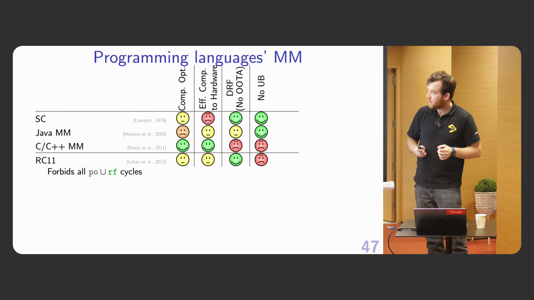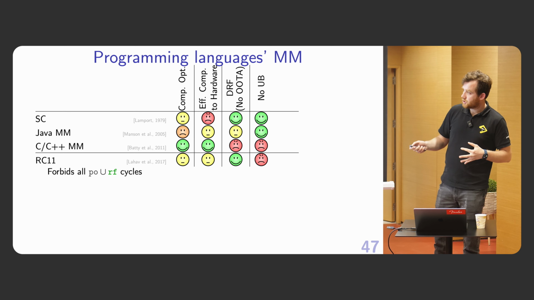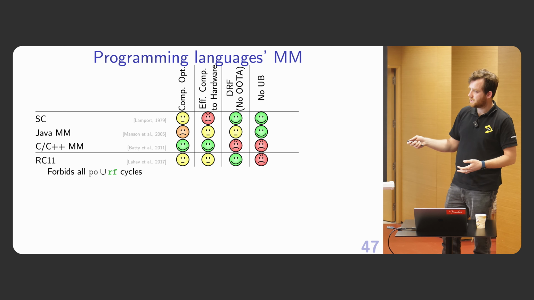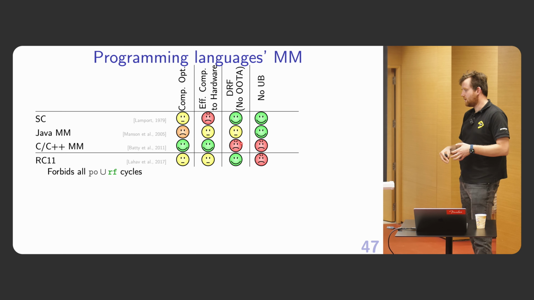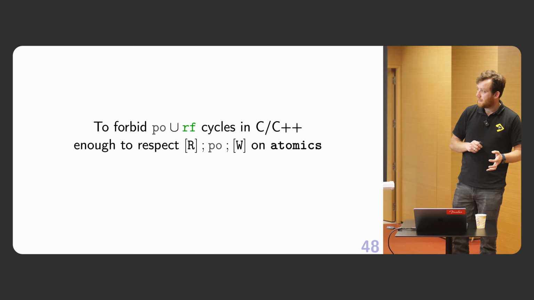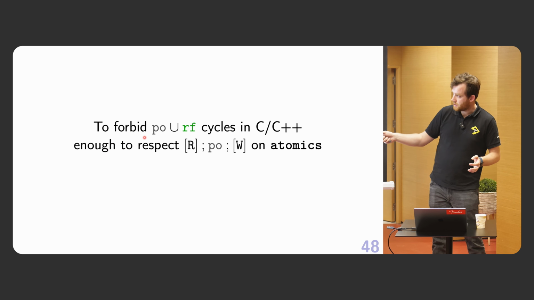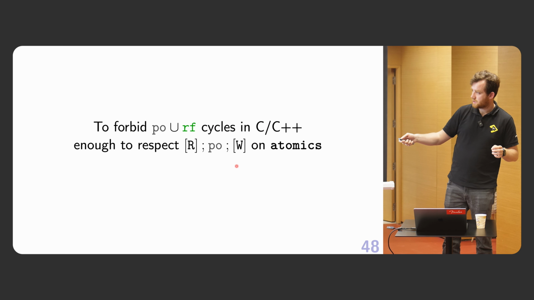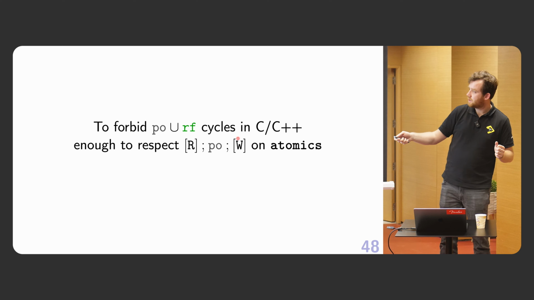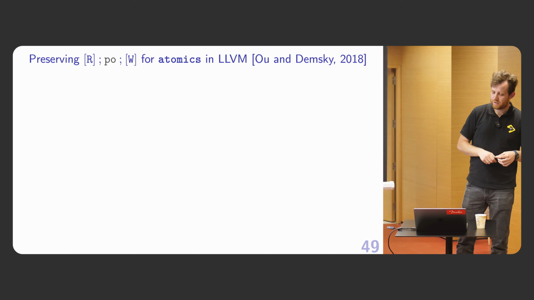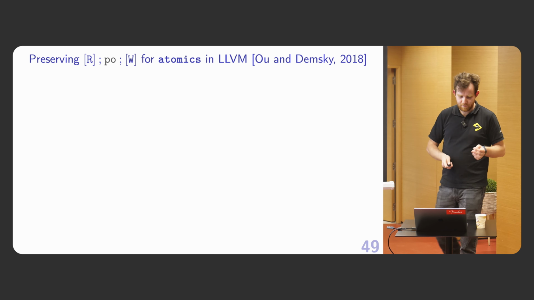Essentially, if your language has undefined behavior for normal accesses, like C++, then you don't have to care about all accesses, you have to care only about atomic accesses. If you want to forbid these PRF cycles in C++, you need to respect this RPO on atomics only. And that set is much smaller than all accesses.